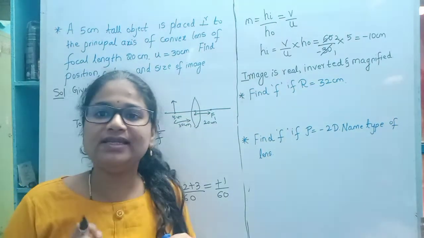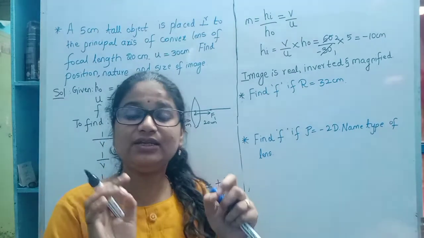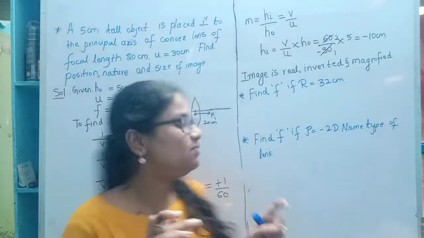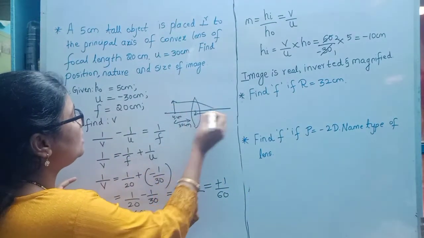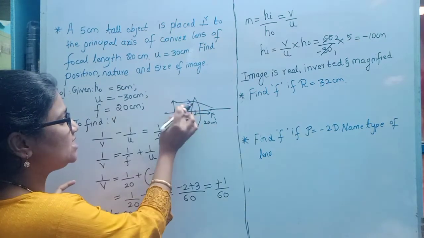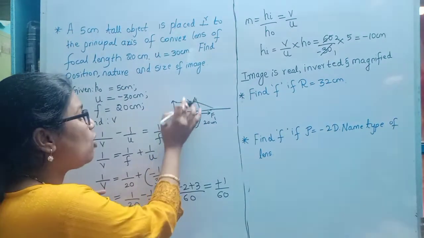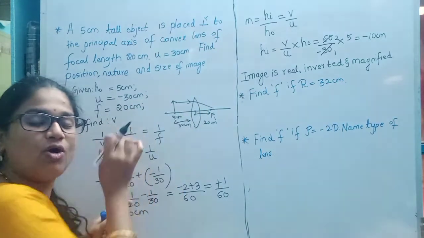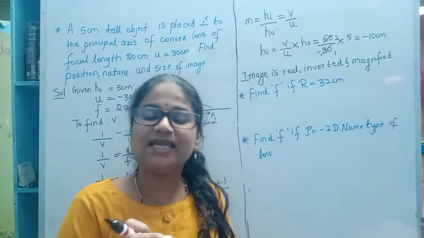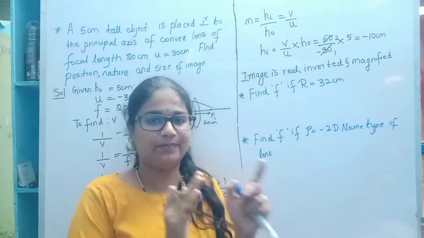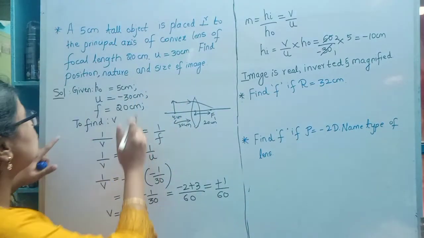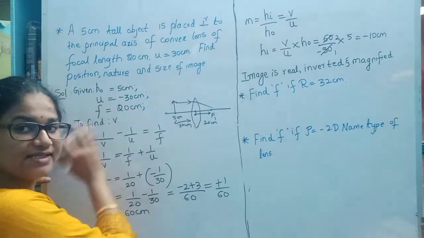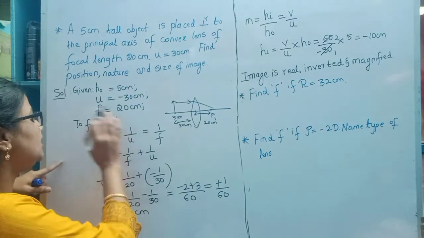So why did I take minus 30 centimeter? We know that in a lens the object distance should be considered as minus 30 because it will be against the direction of the incident ray. If this is the direction of the incident ray, the object distance is away from the direction of the incident ray. So the object distance should be considered as negative. Okay. So I took it as minus 30 centimeter. Next we have focal length 20 centimeter. Here we have to find the image distance.